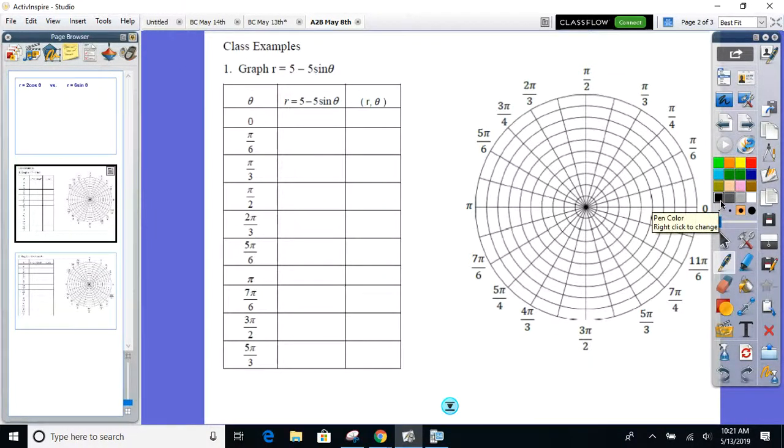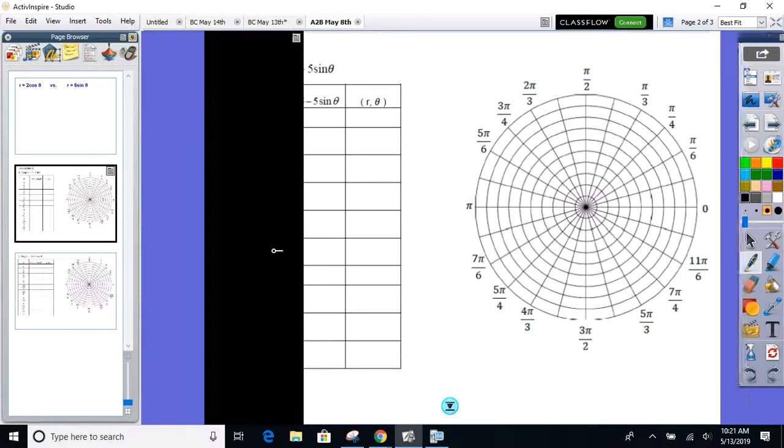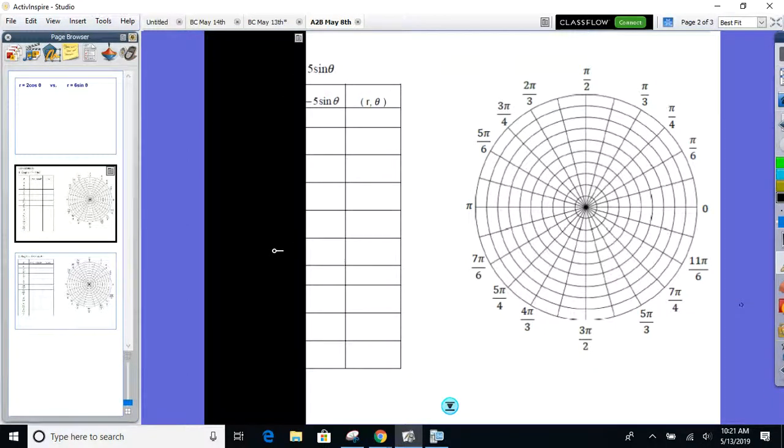Okay, let's get this going. Two graphs, new types of graphs. Real quick, before I get to the first one, that's what you guys have been graphing right up there, 5 sine theta. That's a circle. That's what you guys have graphed the last 2 classes, a circle.